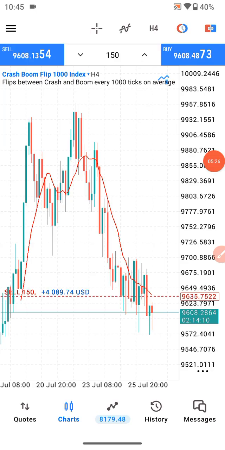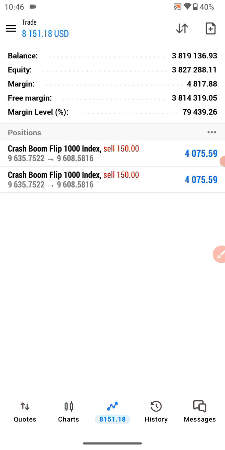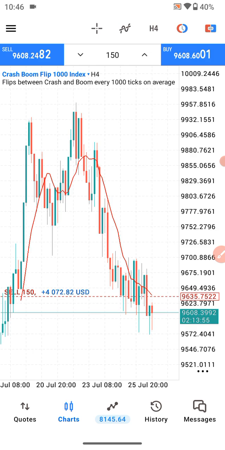So stay tuned. Alright guys, as you can see on the chart, this is the Crash Boom 1000 index, and this is the 4-hour time frame. As you can see, I'm in a profit of $8,151 US, and I'm going to teach you why I entered this trade with the Elliott wave strategy, so you can understand how this strategy works and also apply it from what we've just read.